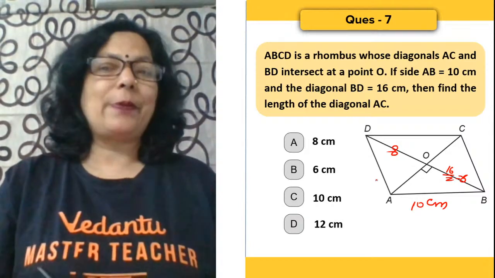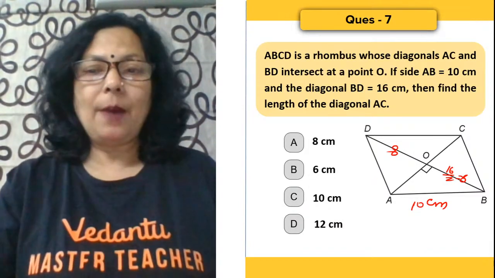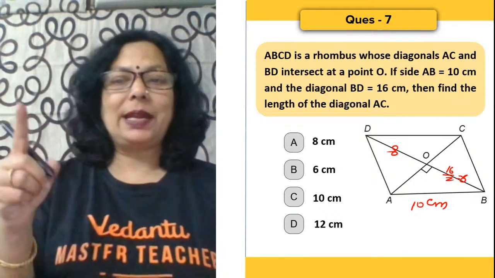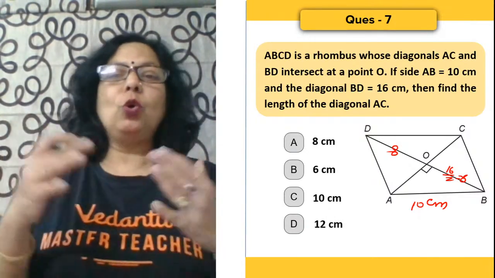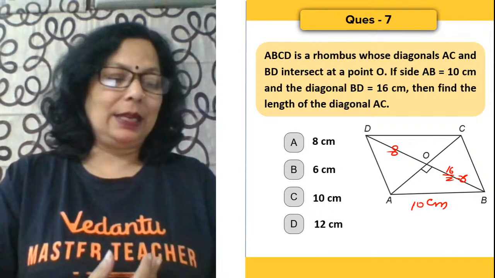I was talking of such type of a question in the previous question. Now if you find OA in this right angle triangle AOB, then double OA and you will get the length of AC.